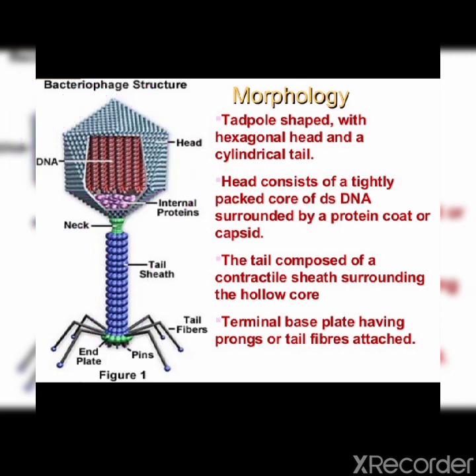When we see the structure of the head part, the head consists of a tightly packed core of double-stranded DNA. This is double-stranded DNA which is surrounded by a protein coat or capsid. Already I have explained. The tail part is composed of a contractile sheath surrounding the hollow core. This is the terminal base plate and these are tail fibers. So you can see that tail fibers are attached to the terminal base plate.